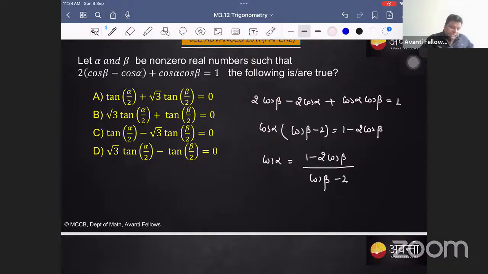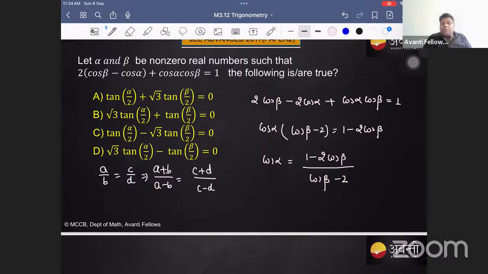Now see, you must have done it in your 8th or 9th standard, componendo and dividendo. If A upon B is C upon D, then we can say A plus B upon A minus B is C plus D upon C minus D.